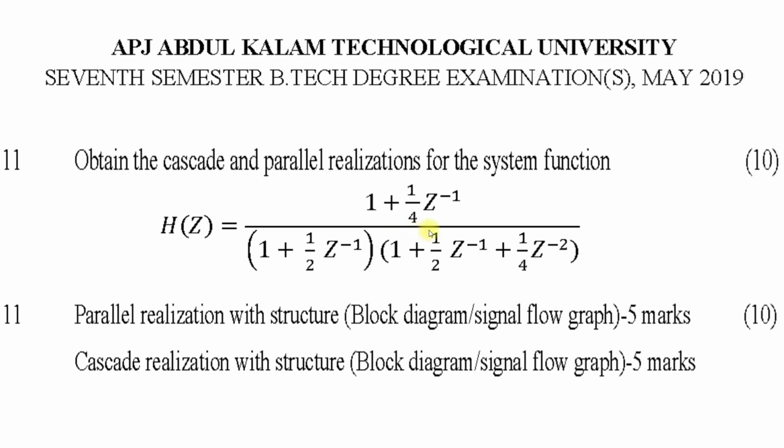So in such type of questions, the final answer may not be unique, because for cascade form we can either select (1 plus 1 by 4 z inverse) divided by (1 plus half z inverse), or we can select 1 plus 1 by 4 in the other factor, like that. Similarly, for parallel realization there may be changes. So let us try to solve this problem.